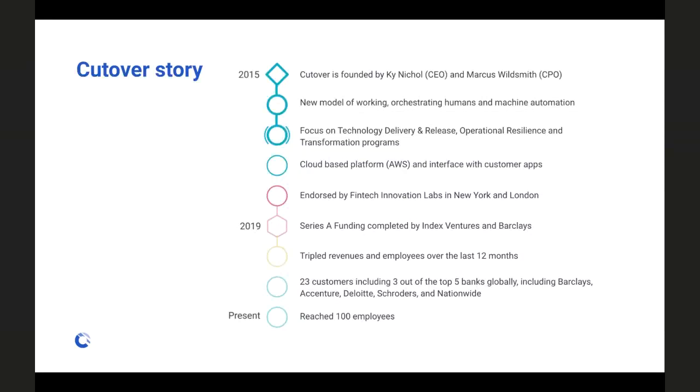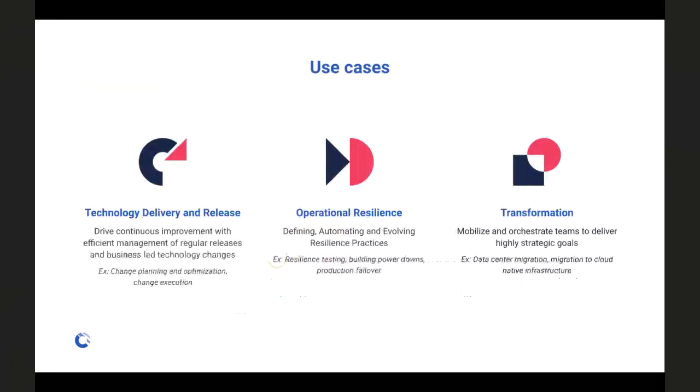Currently, we have just over 100 people, and we are very, very fortunate to be trusted by some quite large companies and partners such as AWS and Barclays, Deloitte, Schroders, Nationwide, etc. So that's that. In terms of the actual use cases that we cover, we have 3 major use cases. Although there is a number of sub use cases that maybe are not so prevalent, the 3 major use cases are technology, delivery and release, and things like change planning, optimization, change execution, etc.